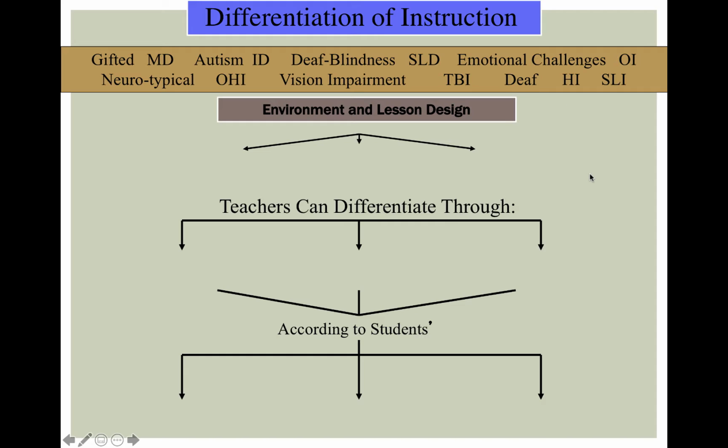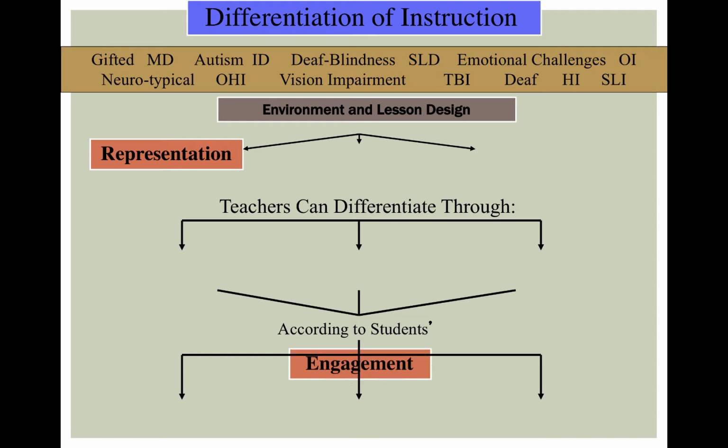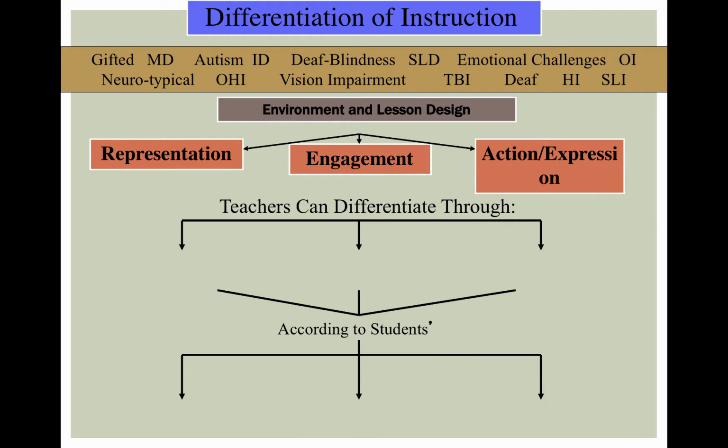The needs that those students come along with will definitely impact the way that we're going to address our environment and design our lessons. So we can go ahead and differentiate our environment and our lessons based on representation, engagement, and action and/or expression. If you feel like they sound familiar, that is because these are components that make up universal design for learning.